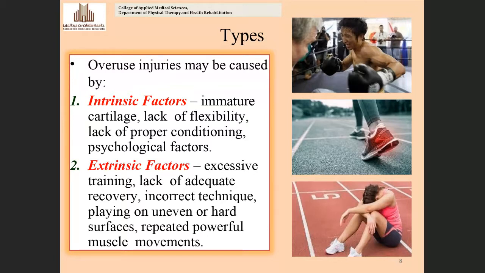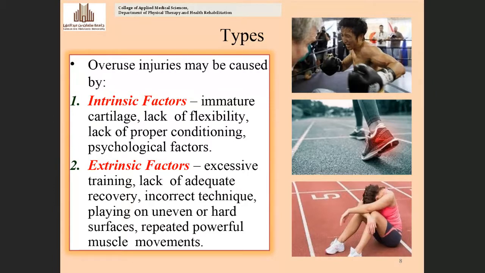Or lack of proper conditioning. The person is not trained properly before participating in any games, either football, volleyball, basketball, athletics, field events or anything. You need proper training or proper conditioning. If you are not trained properly, it may lead to injuries to the soft tissues or hard tissues in your body. Or sometimes psychological factors. So these are the causes under the intrinsic factors.